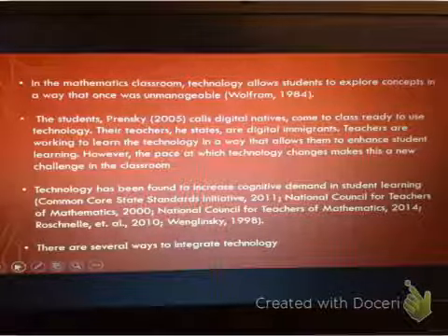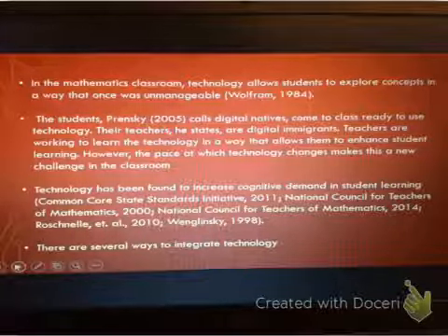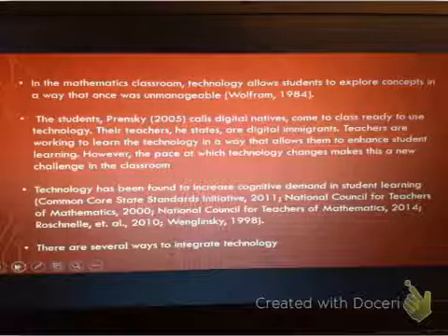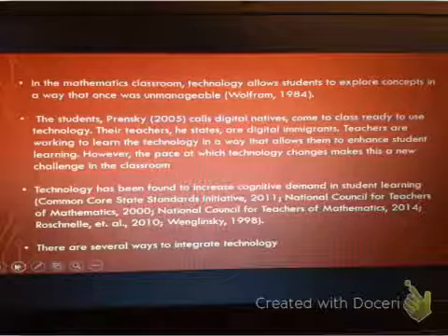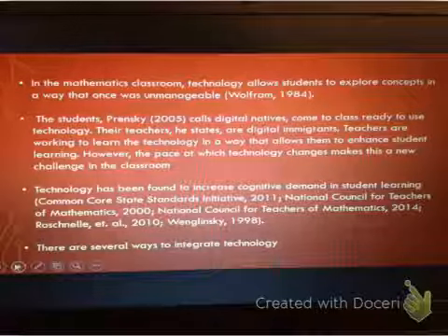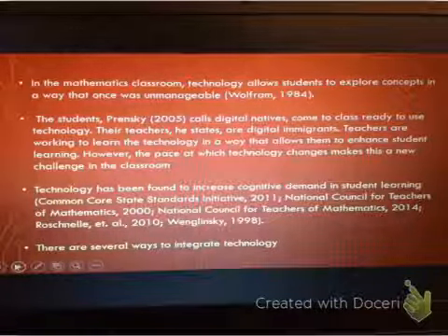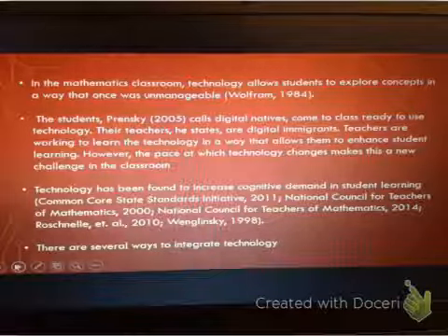So we know that there are several ways to integrate technology. Those can include the whiteboard, iPads, one-to-one devices, grading policies, calculators. The umbrella of technology is fairly large as to how it's implemented.